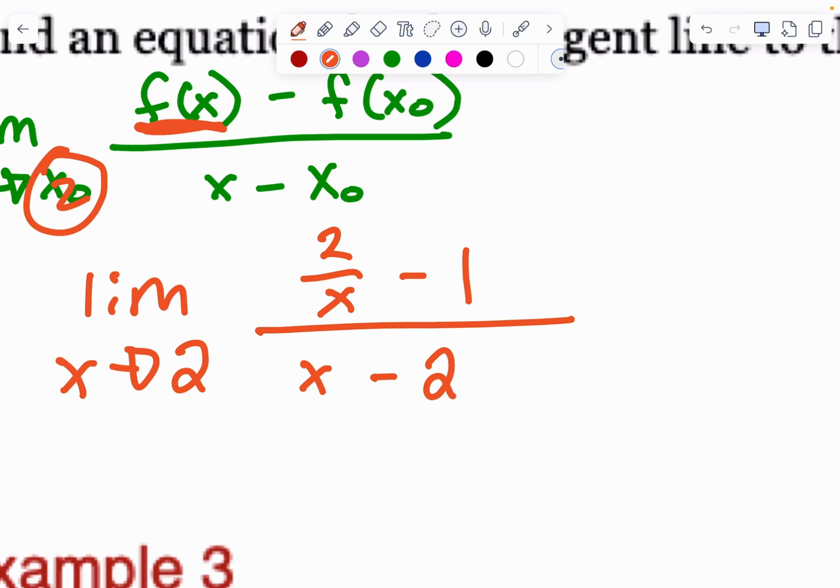Now we've got to figure out what we're going to do with this. Can we plug 2 in over x? Can we plug in 2?